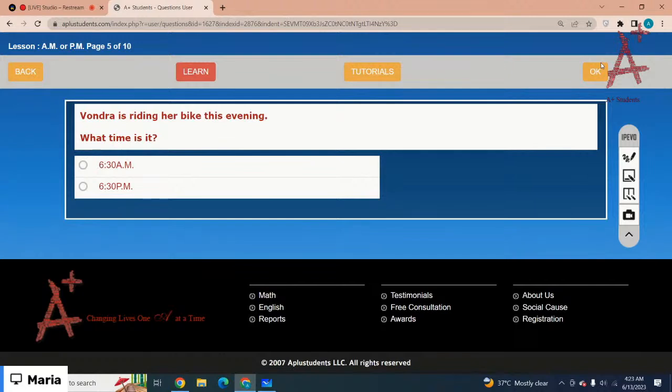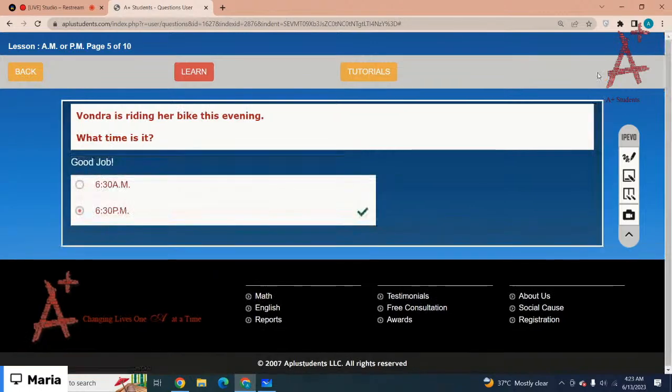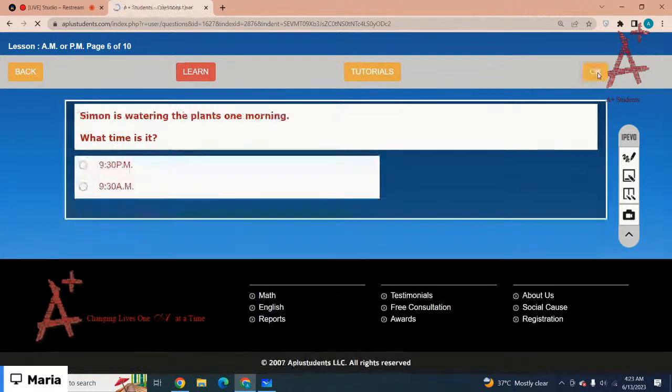So he's riding the bike in the evening. What time is it? It would be 6:30 p.m. Got it? Afternoon it is. Sorry, it would be evening. Evening is p.m. Very good.